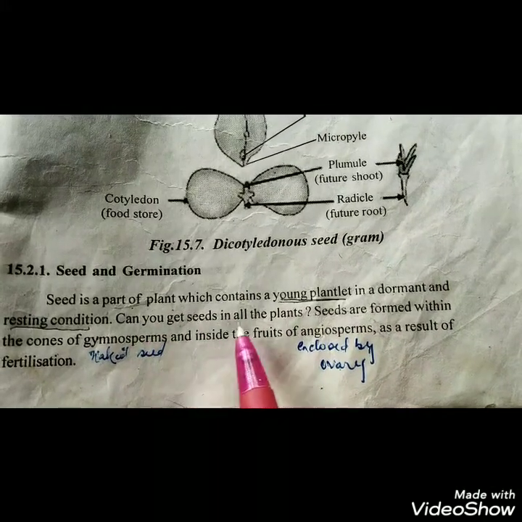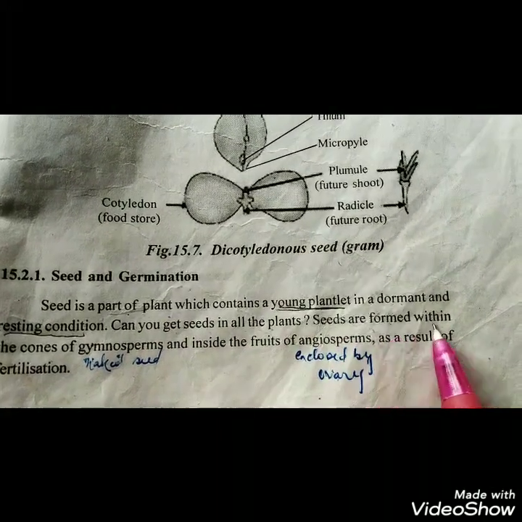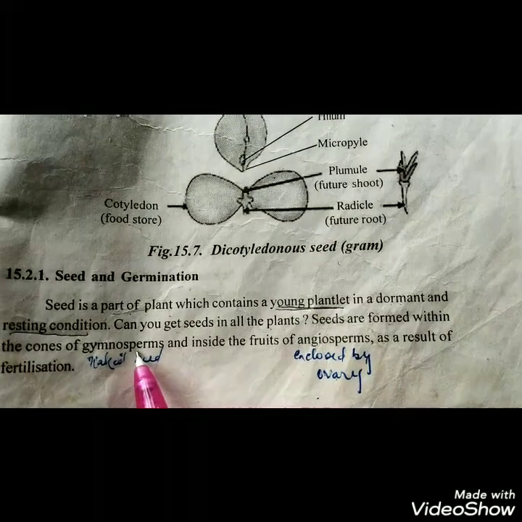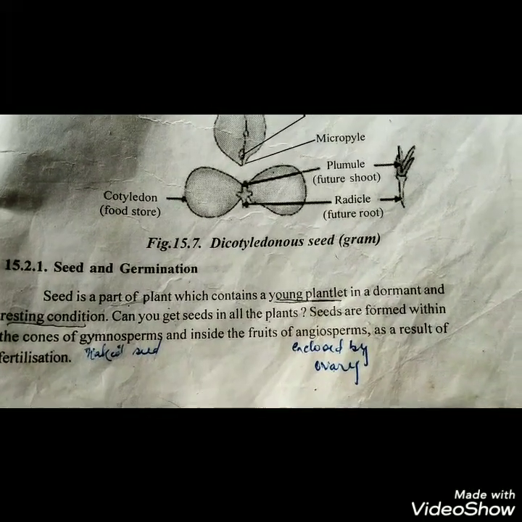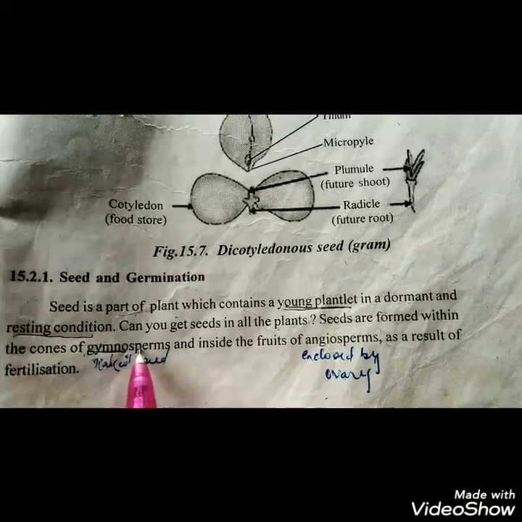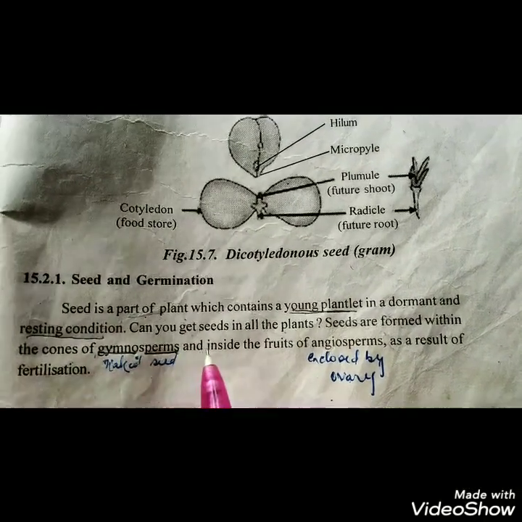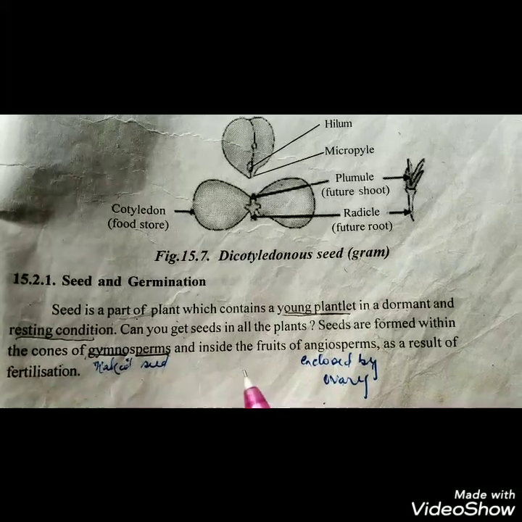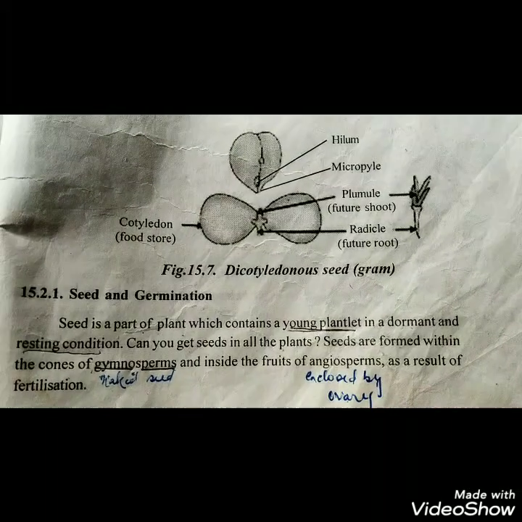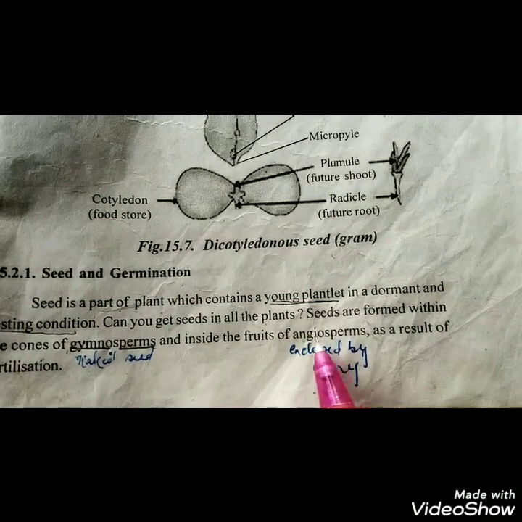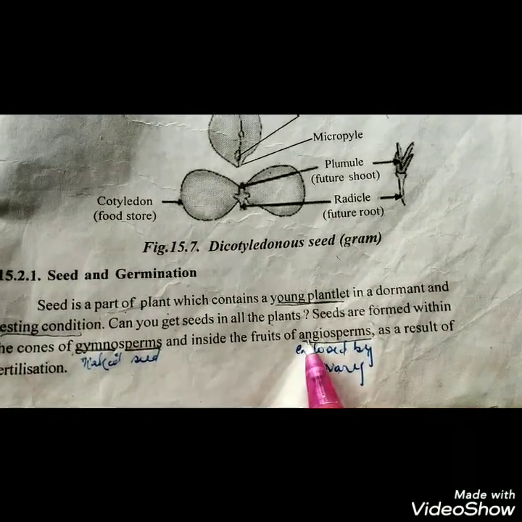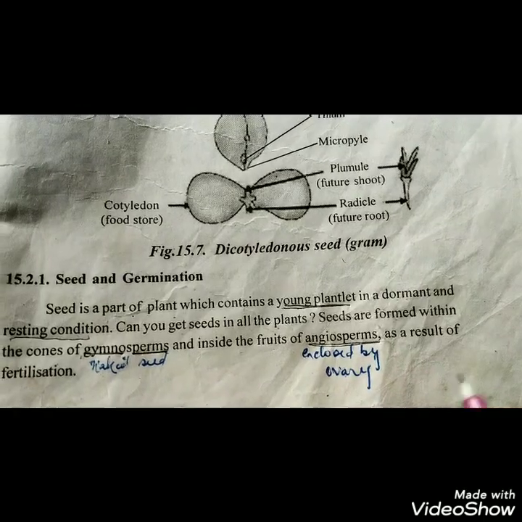Can you get a seed in all the plants? Seeds are formed within the cones of the gymnosperm. In the gymnosperm, the seed is not covered by the ovary. Gymnos means naked, sperm means seed. So in the gymnosperm, you will see the naked seed which is not enclosed by the ovary. Inside the fruits of the angiosperm, angiosperm means the seed which is enclosed by the ovary.